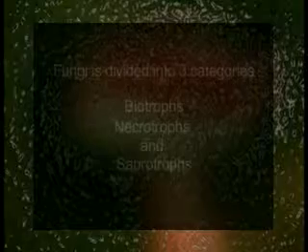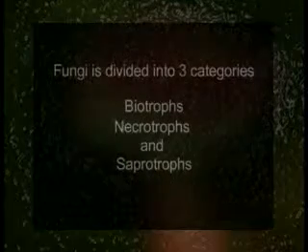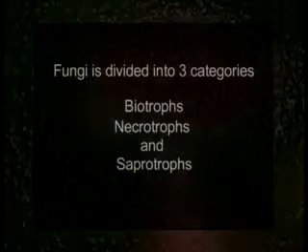Based on this, fungi are divided into 3 categories. Number 1, biotrophs. Number 2, necrotrophs. And number 3, saprotrophs. Biotrophs. These obtain nutrients from living hosts without killing them.